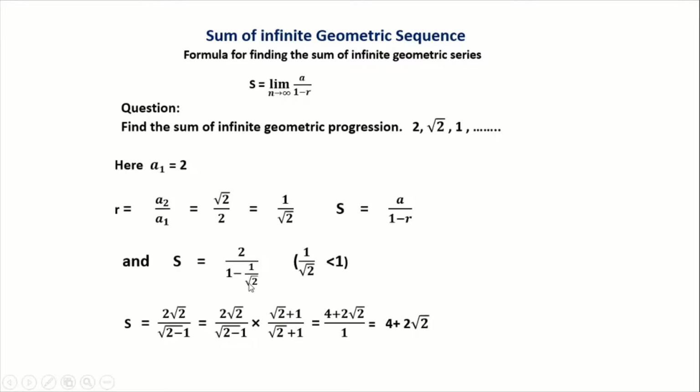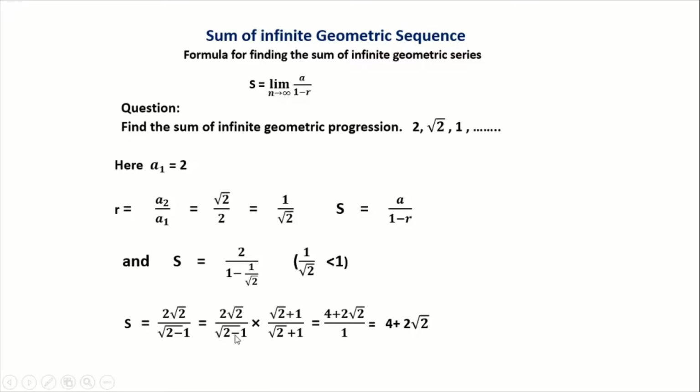If we simplify this, take the LCM of these fractions, so it will become 2 square root minus 1. The 2 square root in the denominator of this fraction goes up and multiplies with the numerator, 2 into 2 square root. Now we rationalize this fraction with 2 square root minus 1 in the denominator.